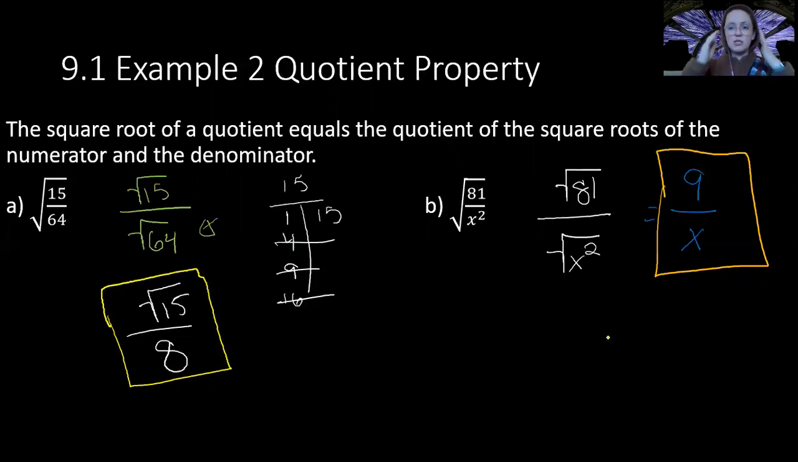So when you see these quotients, you're just going to split it apart, break it into two pieces, and look at each piece individually using that product property that we did in the previous video, so that you can break these down and simplify them as much as possible.